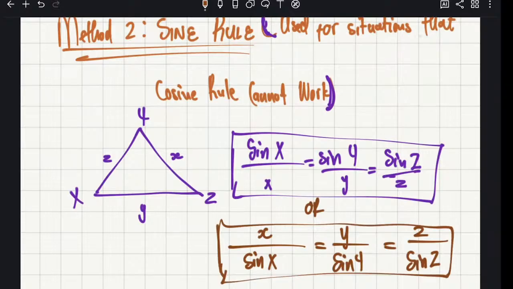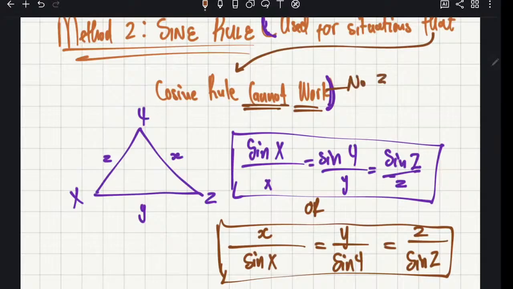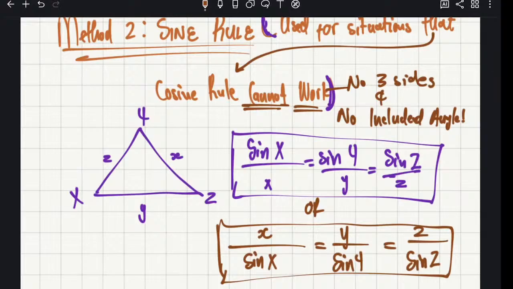So it is used for situations that the cosine rule cannot work. If we don't have three sides and no included angle, if you don't have three sides and you don't have an included angle, we are going to use this rule called the sine rule. So now you know where everything will work.